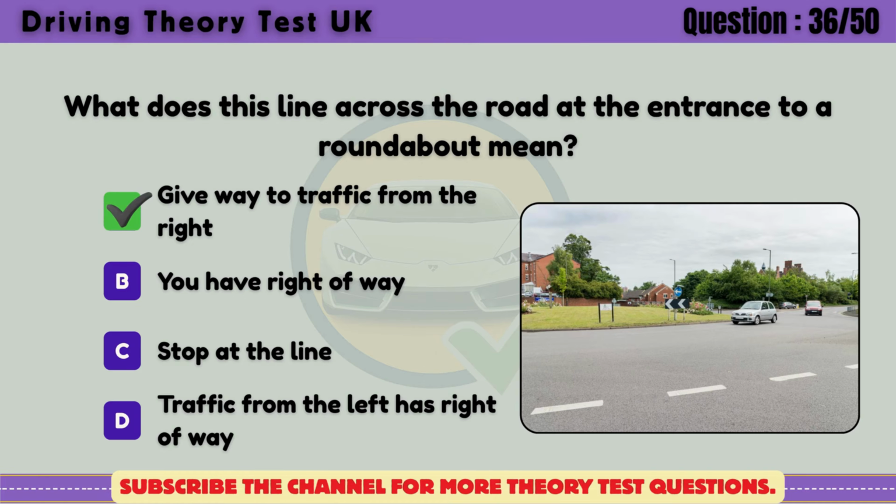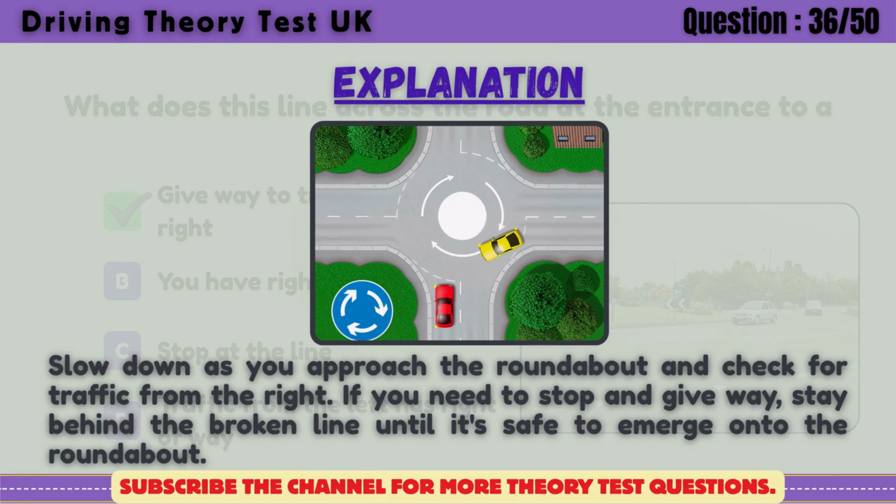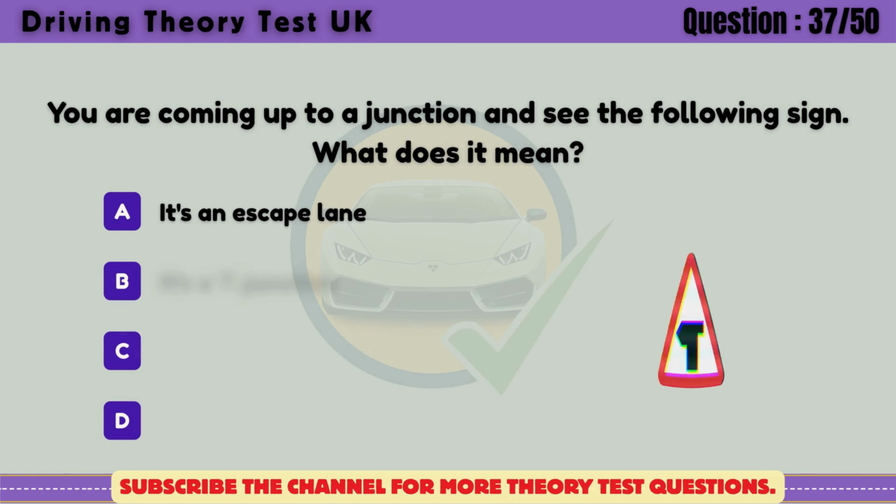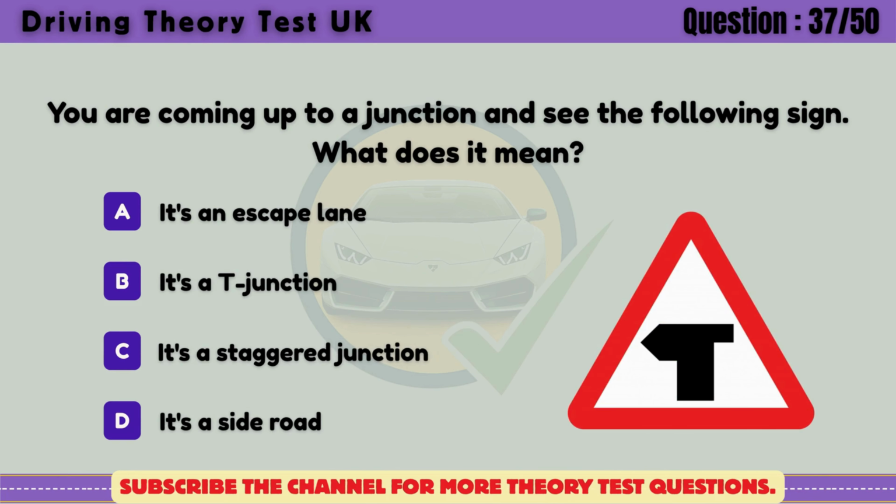Answer is A. Give way to traffic from the right. Slow down as you approach the roundabout and check for traffic from the right. If you need to stop and give way, stay behind the broken line until it's safe to emerge onto the roundabout. Question 37. You are coming up to a junction and see the following sign.